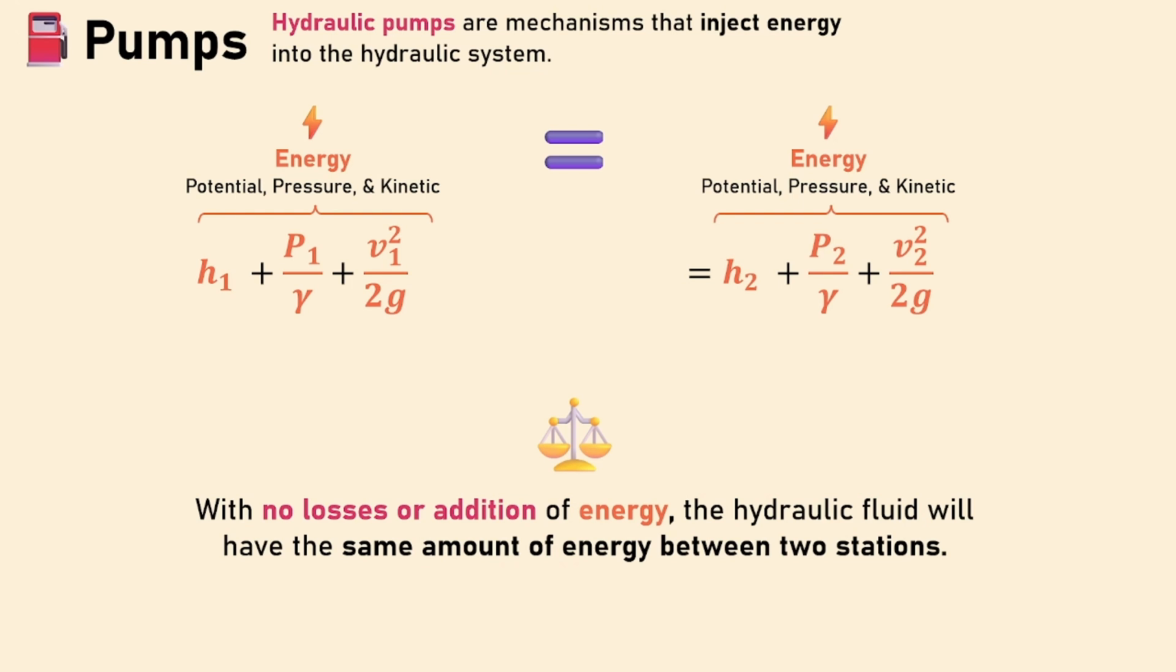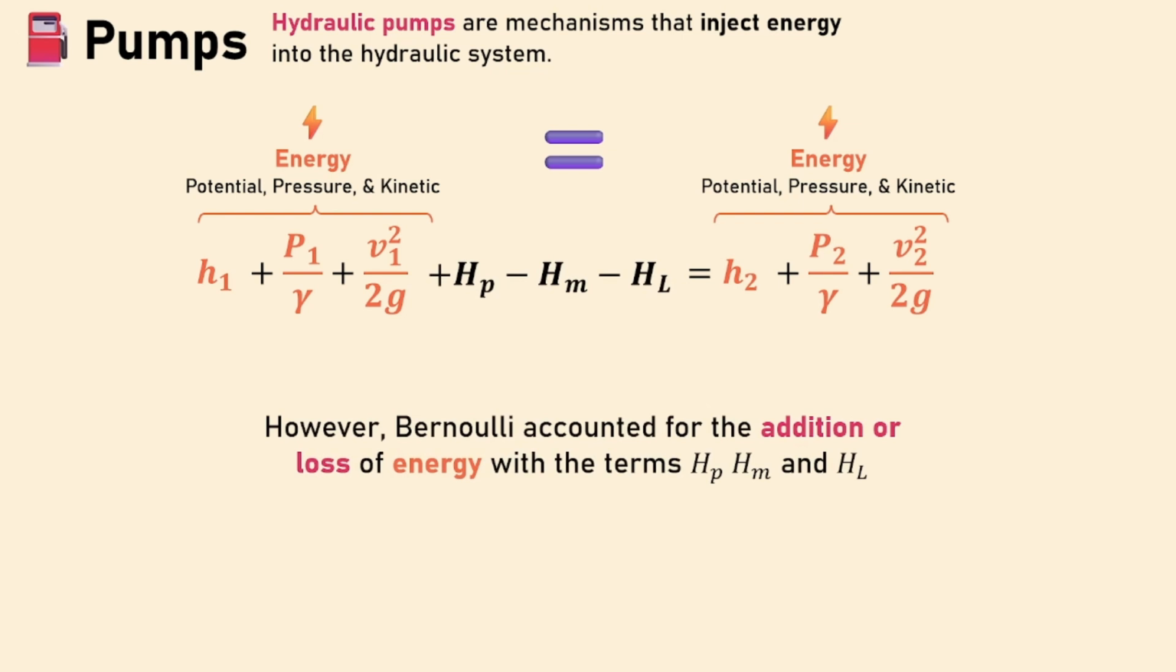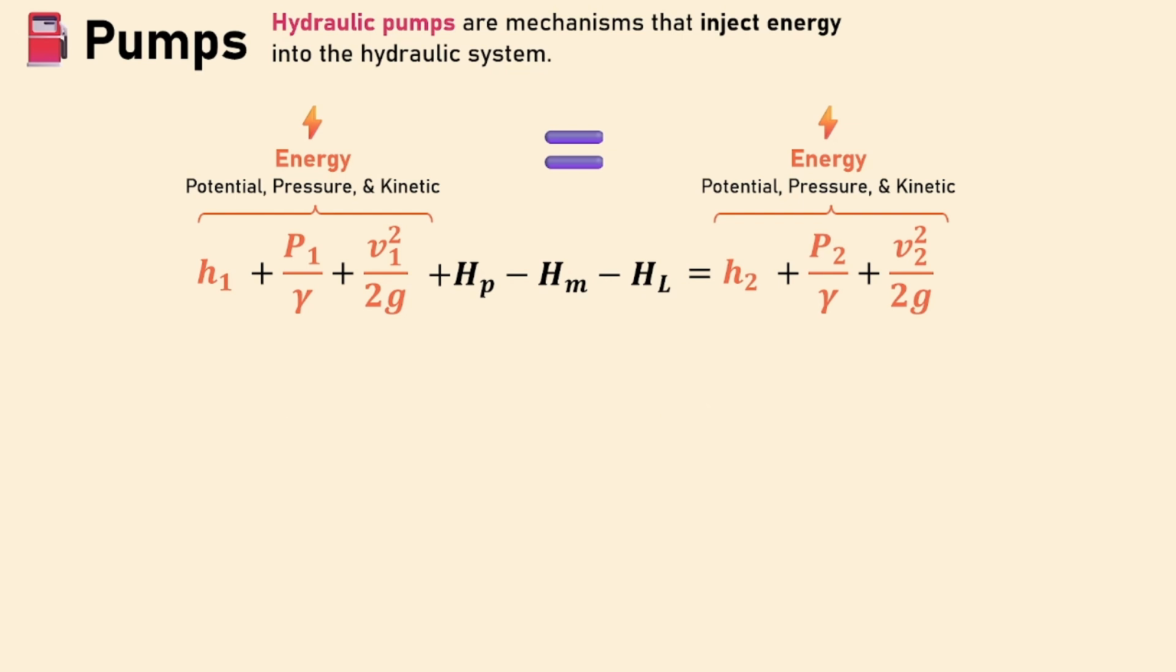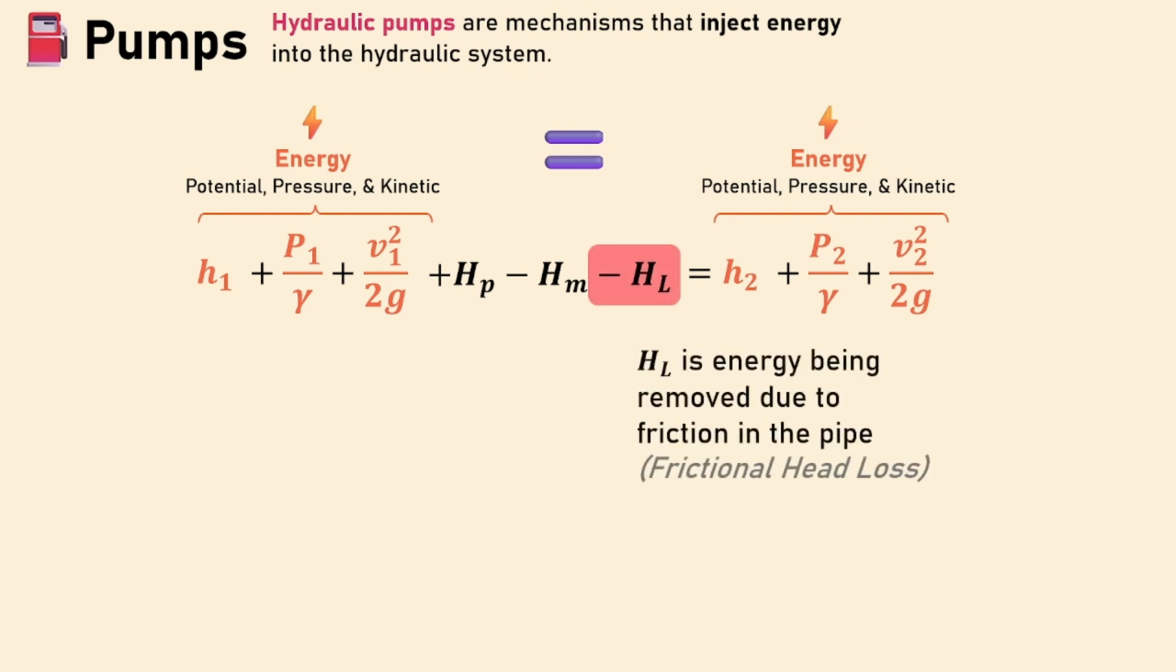However, Bernoulli's equation accounts for the fact that we can add or remove energy by introducing several of our H terms, or our heads: our pump head, our motor head, and our head loss. Head loss talks about energy being removed due to the friction in the pipe, due to heat coming out of the system, and all sorts of miscellaneous energy losses. And again, note that it's a minus, which indicates a loss of energy.